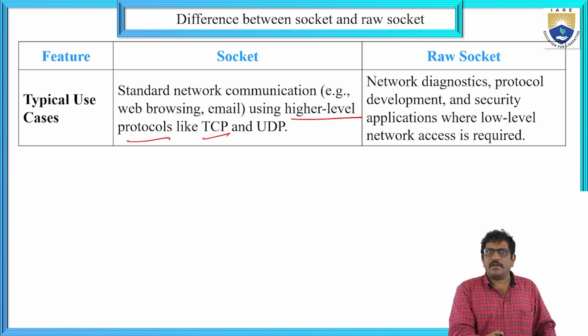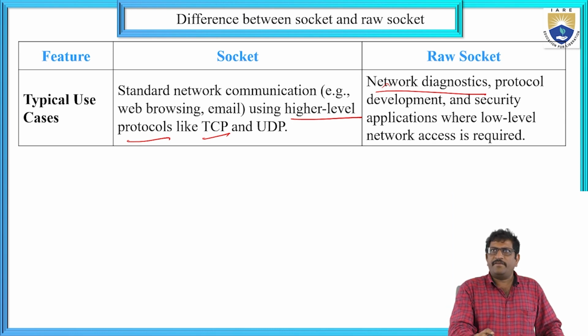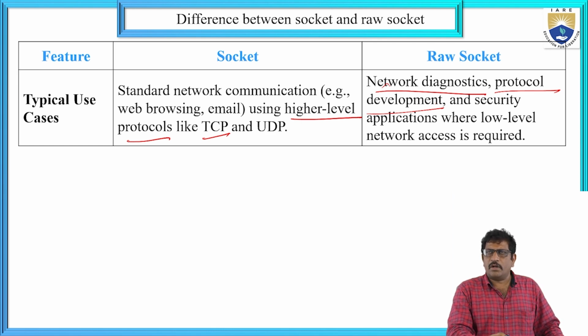In a raw socket, we typically use it for network diagnosis. Network diagnosis means any networking problems can be diagnosed, identified or rectified. Protocol development also: with a set of rules and regulations, protocols can be developed based on those rules and regulations. And security applications where low level network access is required.